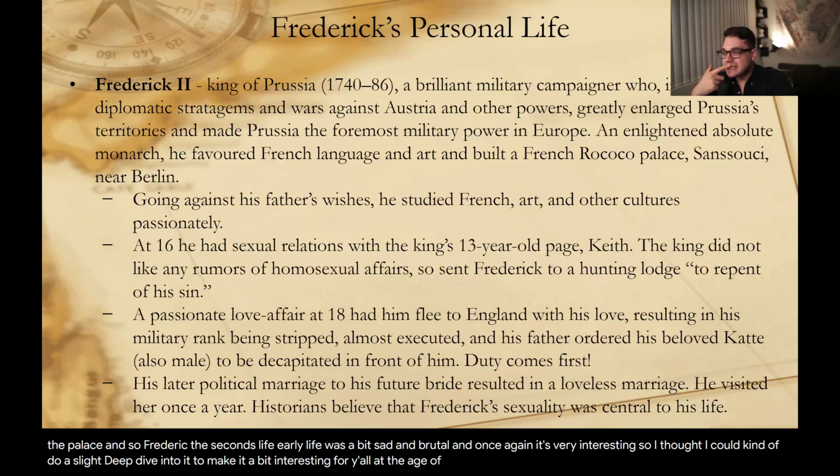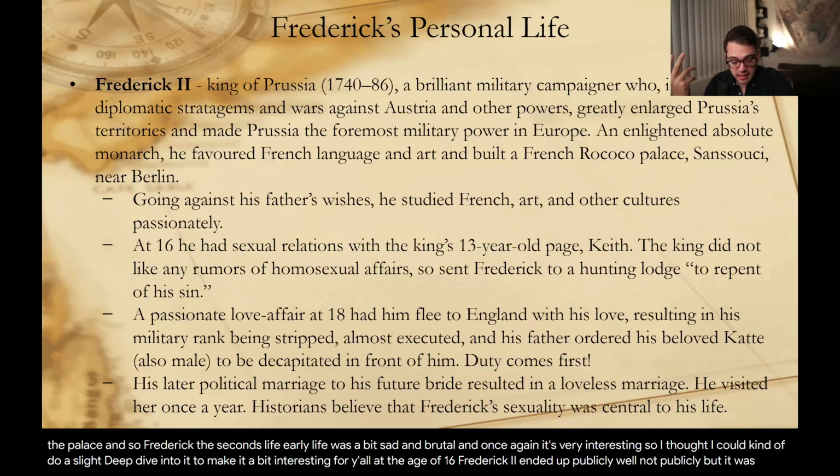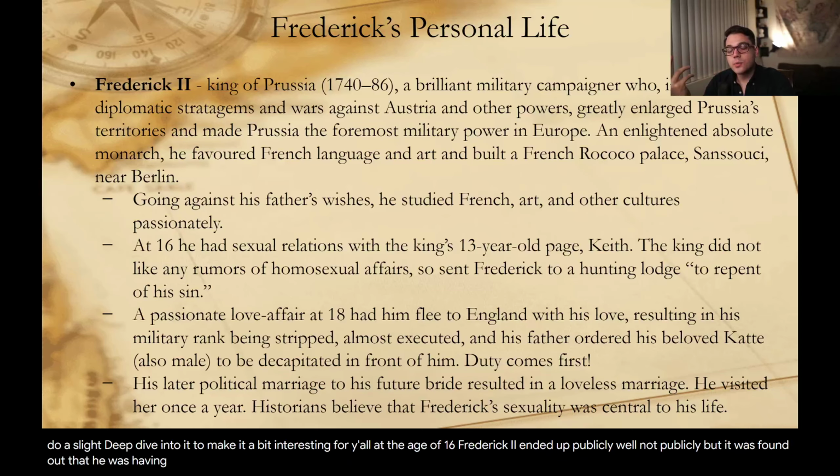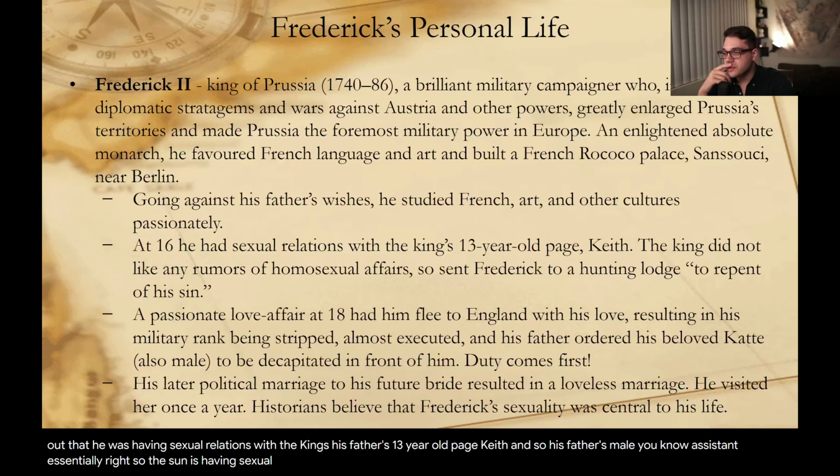At the age of 16, Frederick II ended up, not publicly, but it was found out, that he was having sexual relations with his father the king's 13-year-old page, Keith. So his father's male assistant, essentially, right? The son is having sexual relations with him.